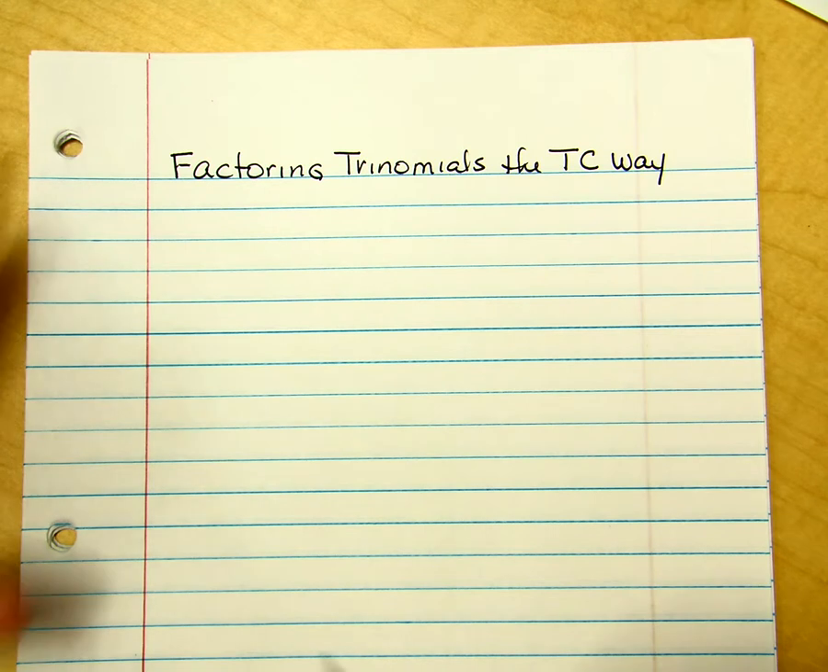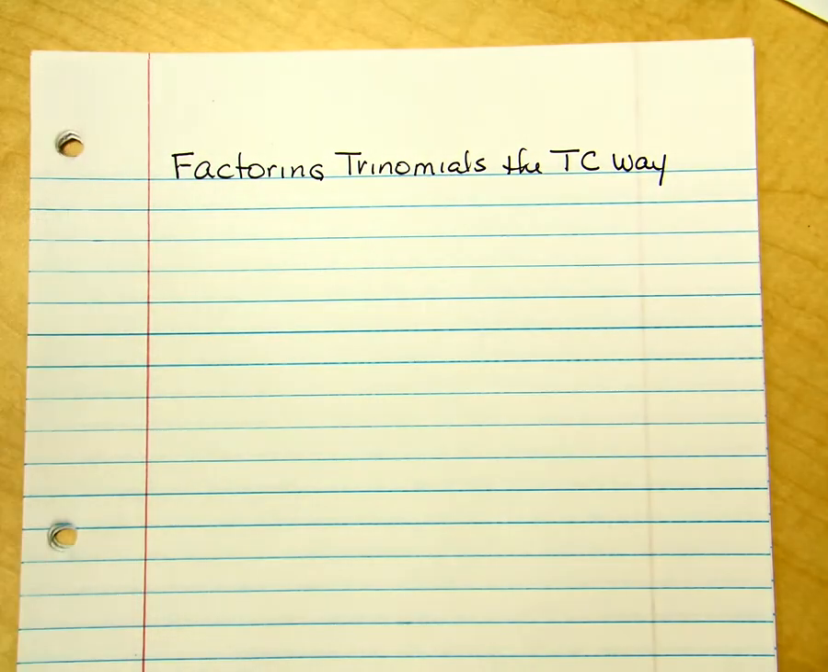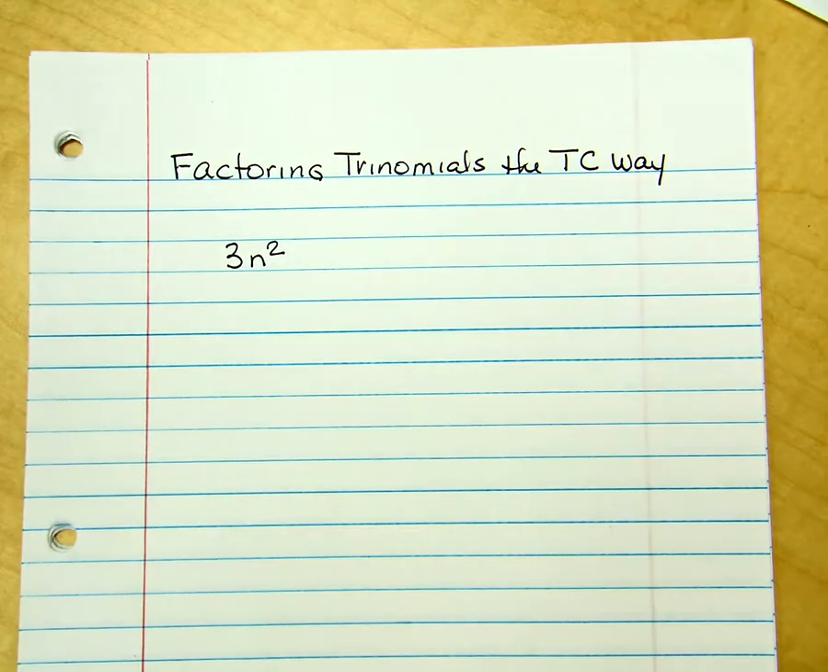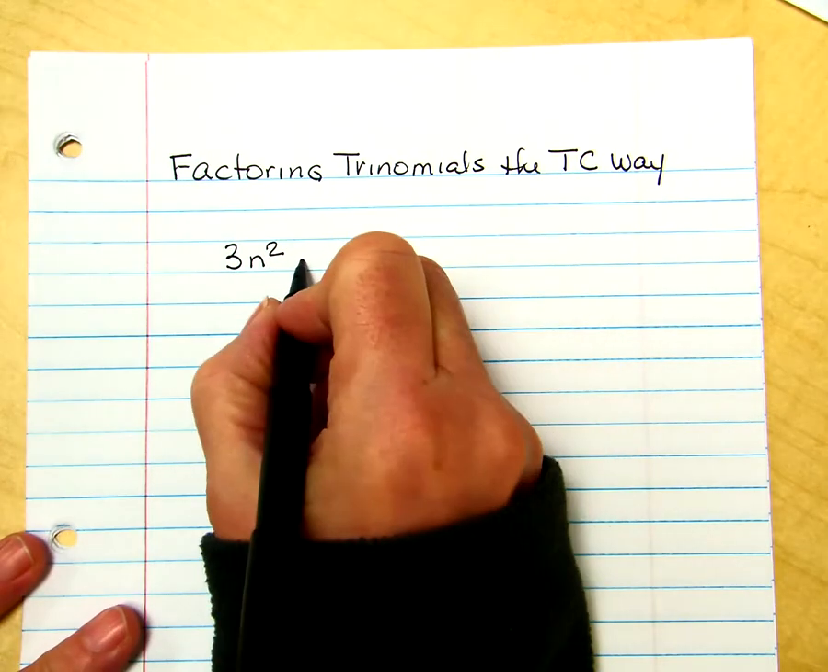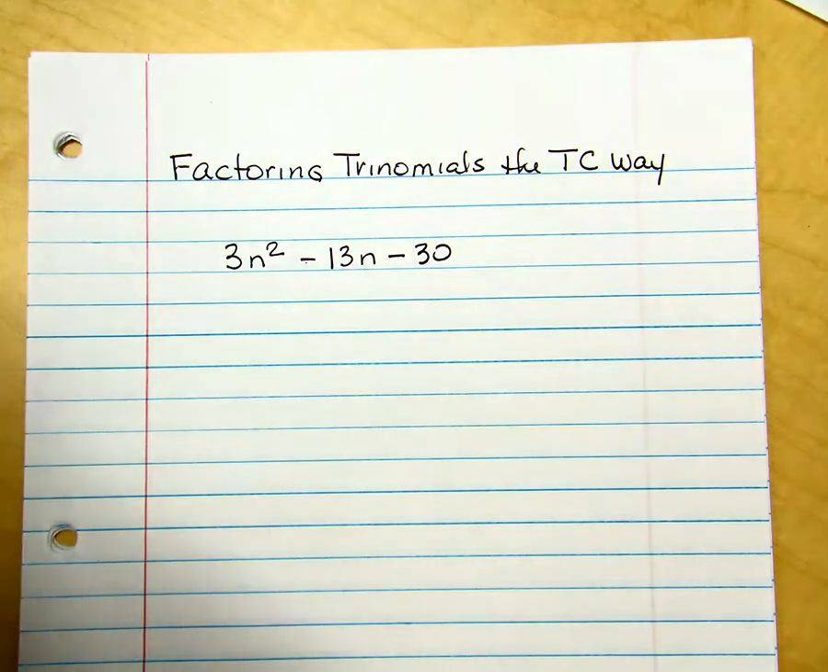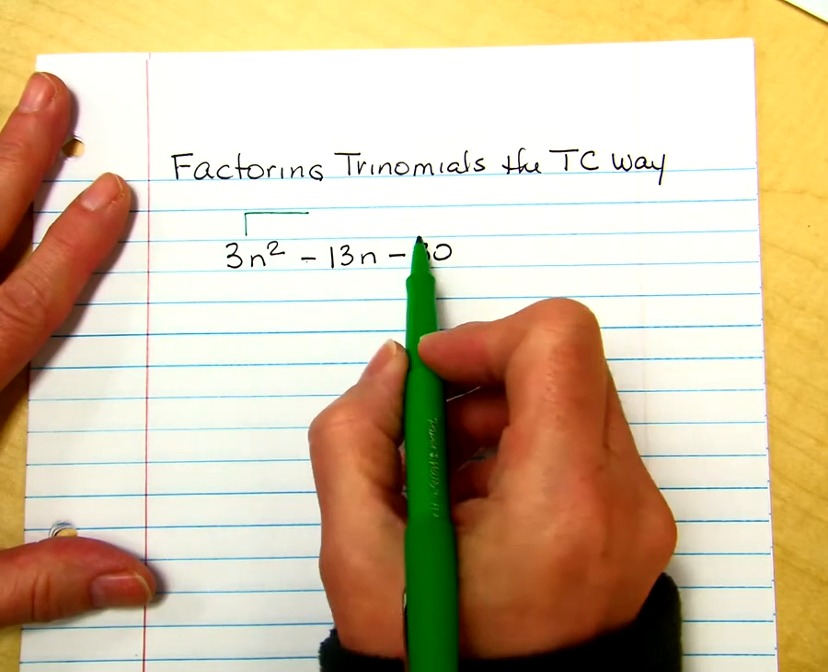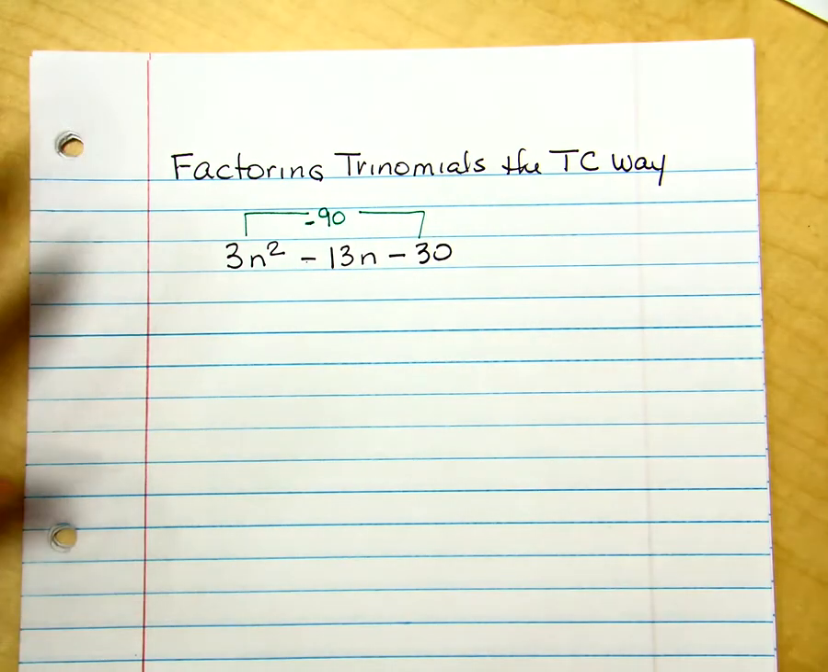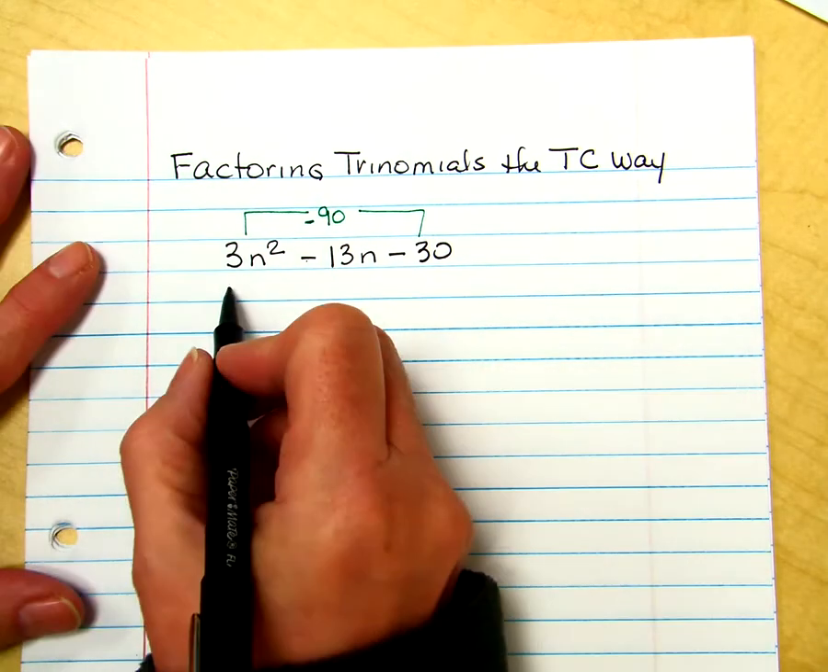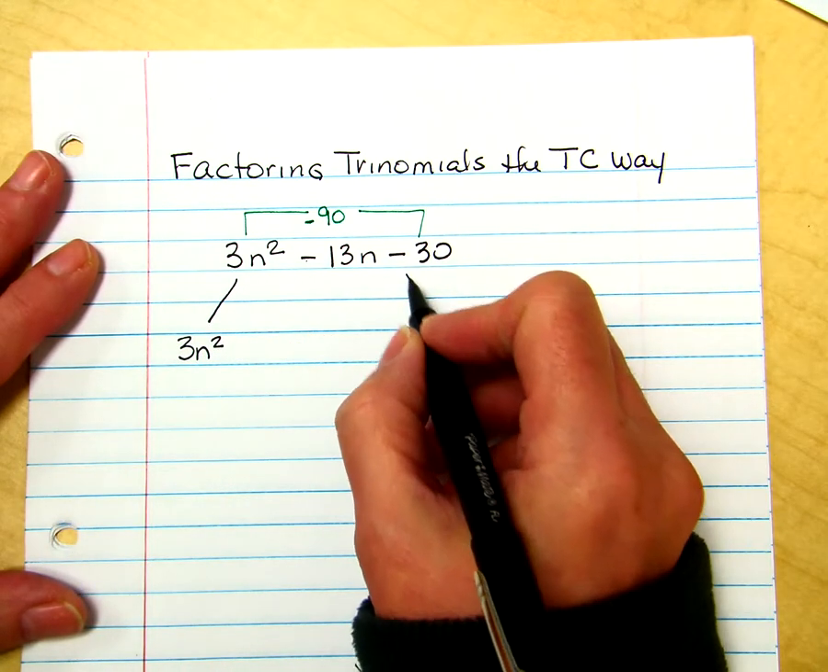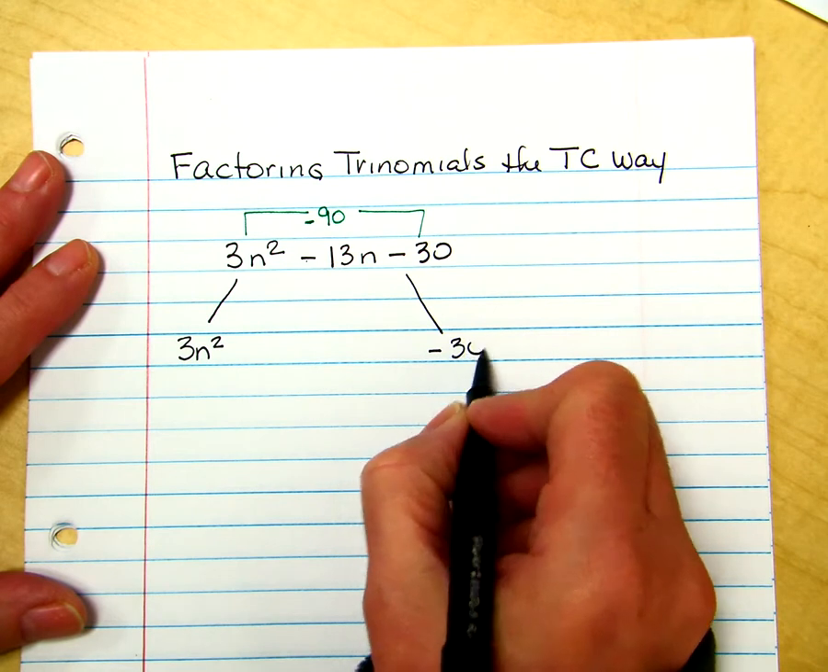First example is going to be 3n squared minus 13n minus 30. So the first thing we need to do is go ahead and multiply 3 and negative 30, and we get negative 90. Then we take the 3n squared and we bring it down. We take the negative 30 and we bring it down.